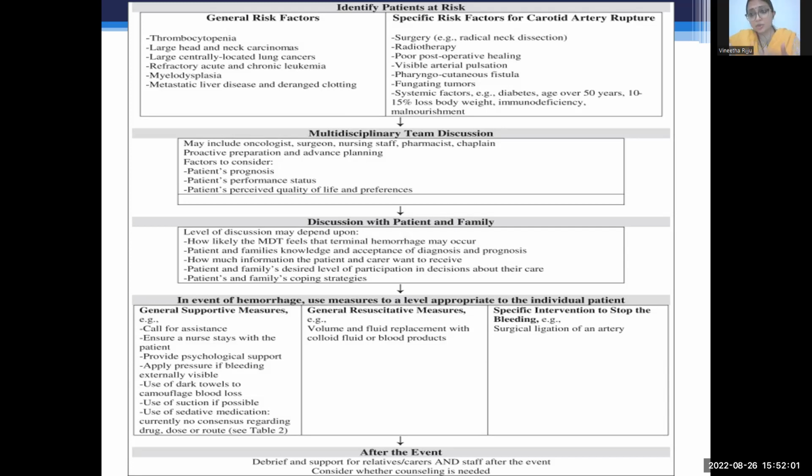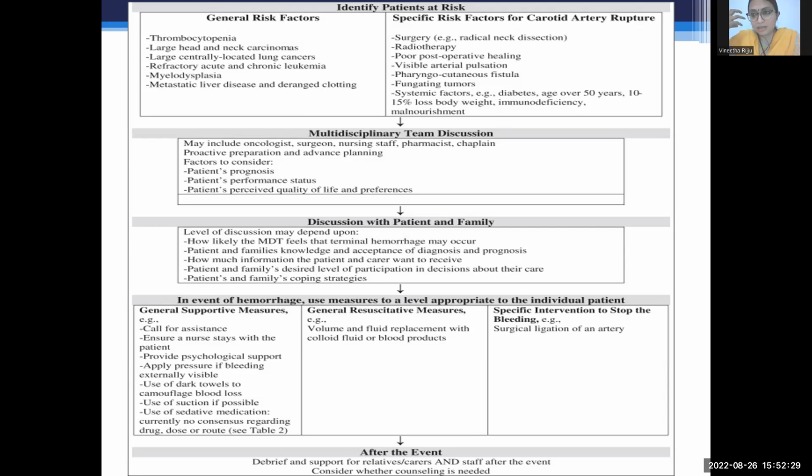Sedatives can also be given because the patient is overwhelmed with this huge gush of blood. He doesn't know what is going to happen. He probably thinks this is it, he is dying. He doesn't know how to react. So it becomes difficult to manage the patient as well. So this could be a time when you can think of sedating the patient. And general resuscitative measures.